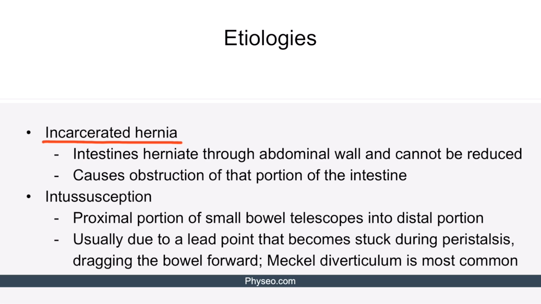Another cause of obstruction is intussusception. This occurs when a proximal portion of the small bowel telescopes into a distal portion, compromising the lumen. Intussusception is commonly associated with a lead point. This lead point is the area that becomes stuck during peristalsis and drags the proximal bowel forward into the distal portion. The most common lead point in intussusception is a Meckel diverticulum.